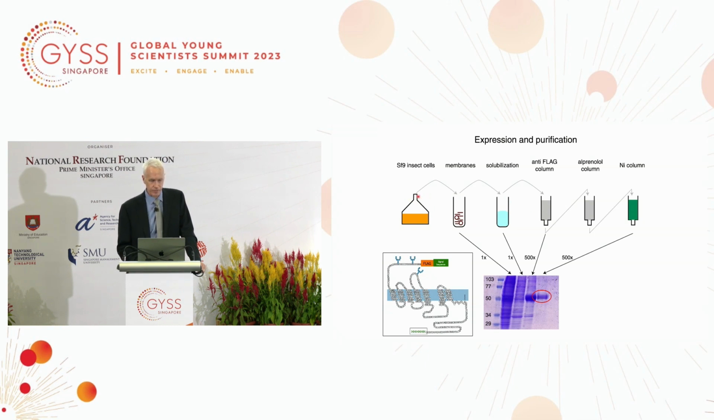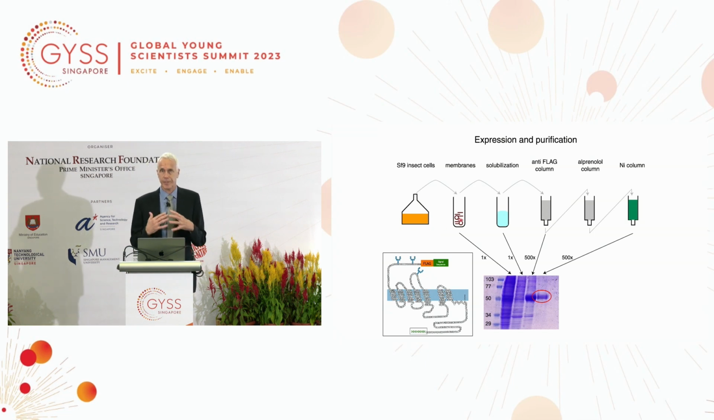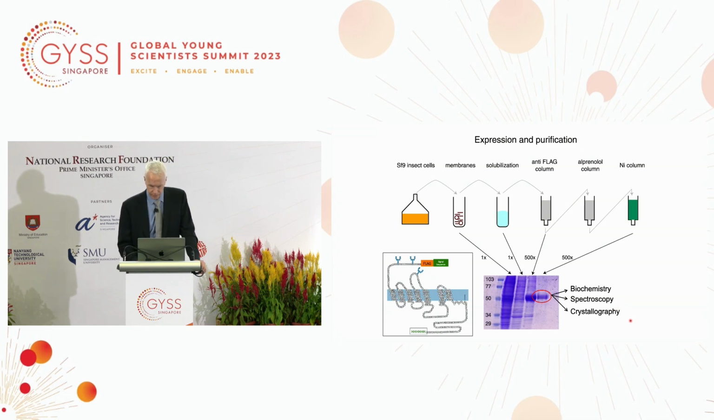So we express protein in insect cells. The protein is embedded in membranes, and so it has to be extracted from the membranes with detergents, which are membrane surrogates, and then going through several purification steps. And ultimately, you have pure protein that's fully functional, and it can be used for a number of biochemical studies, biophysical studies, and crystallography.